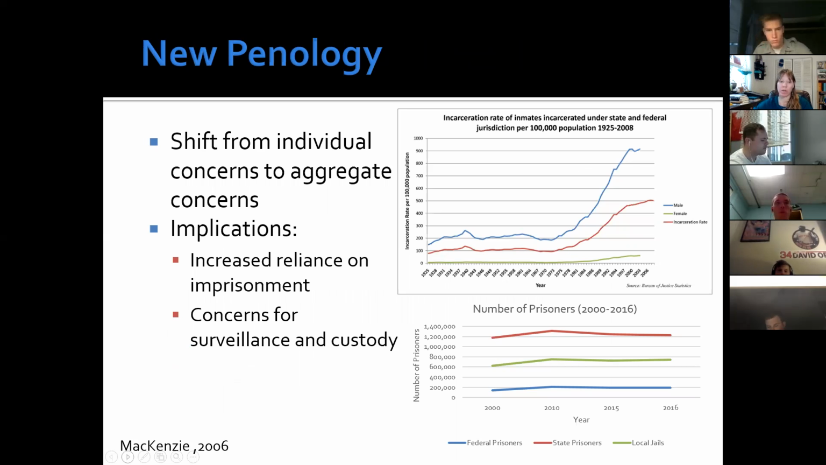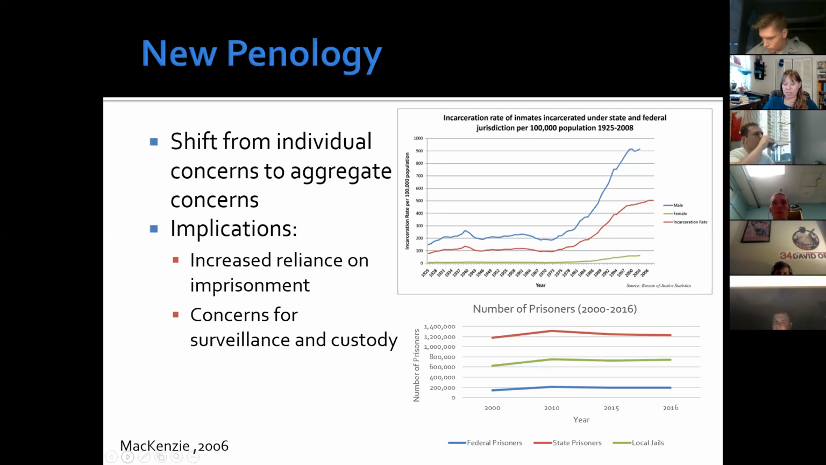One thing I do want to note: the rehabilitative ideal and the justice model are all about the way that we sentence offenders, right? When I talk about new penology, that's less about how we're sentencing offenders and more about how the Department of Corrections and correctional officials are dealing with the backlash of what happened during the justice model, all right?